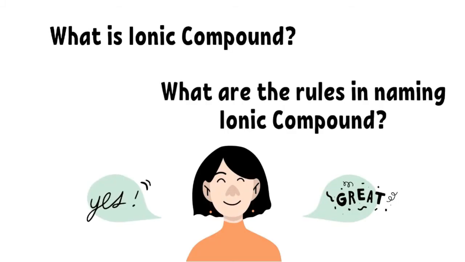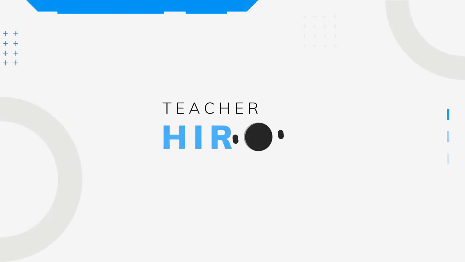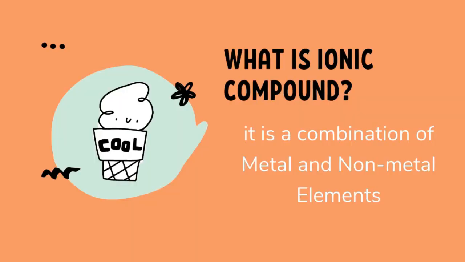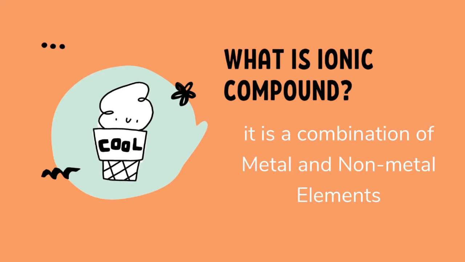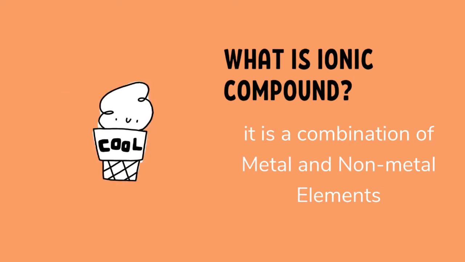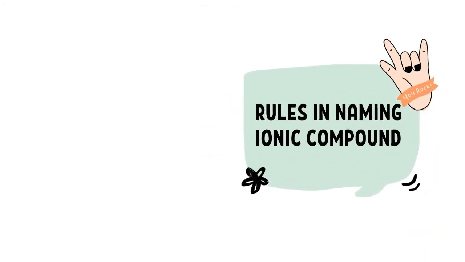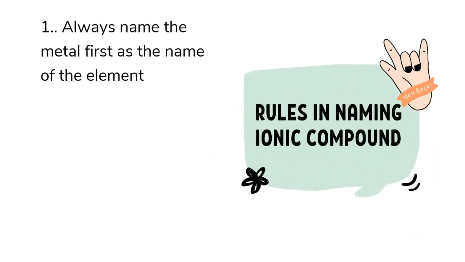In naming compounds, there are lots of different types of compounds, but we will go over the ionic compound first. So, what is an ionic compound and what are the rules in naming ionic compounds? In my previous video about chemical bonding, we discussed what ionic bonding or an ionic compound is. To check again, it is a combination of metal and non-metal elements. Let's go with the rules in naming ionic compounds.